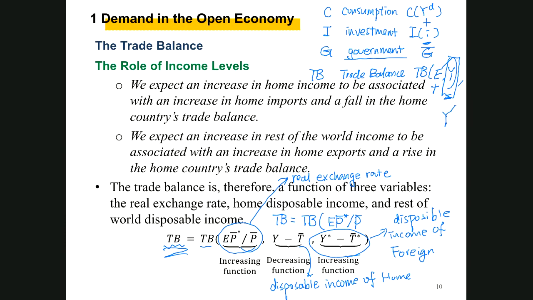Lastly, foreign income. Foreign income is going to be a positive term of the trade balance, right? Because if the foreign country's citizens have higher income, they can buy more goods from the home country, so the export of the home country will increase. Other things remain the same, export increases, import remains the same, trade balance increases. So this term is positive.